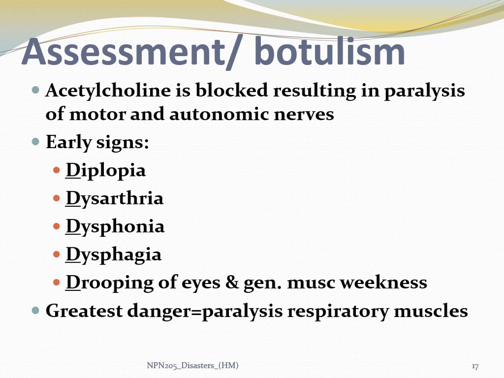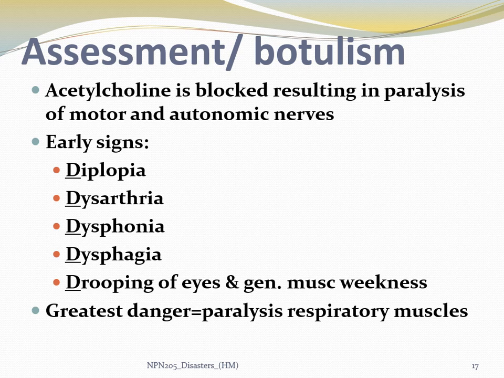All right, so assessment of botulism. Acetylcholine is blocked, resulting in paralysis of motor and autonomic nerves. Early signs for botulism are, I think your book says the 4 Ds, but I have 5 Ds listed here. So diplopia, and if you don't know these words, be sure you look them up. Diplopia, dysarthria, dysphonia, dysphagia, drooping of the eyes, and general muscle weakness.